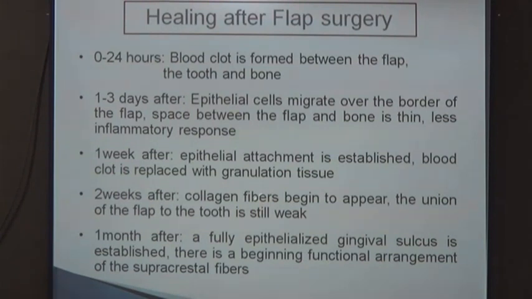Second week, the collagen fibers begin to appear. 1 month later, a fully epithelialized gingival sulcus is established. Why are we saying collagen fibers in the second week? I already told you, this connective tissue formation will take place between 14 days to 21 days. So naturally the collagen comes in the second week. Okay. You are able to understand? First week is epithelial attachment, second week is collagen.